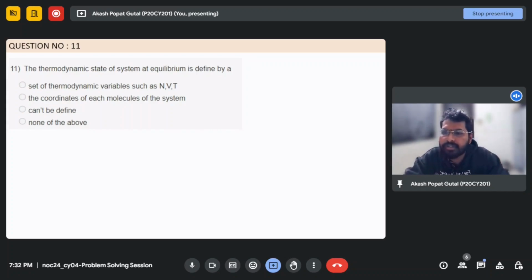So the 11th question is, the thermodynamic state of a system at equilibrium is defined by a, first option, set of thermodynamic variables such as NVT, second, the coordinates of each molecule of the system, third, can't be defined, fourth, none of the above. What should be the answer? Sir, option A. Yes. Can I ask why should it not be option B?